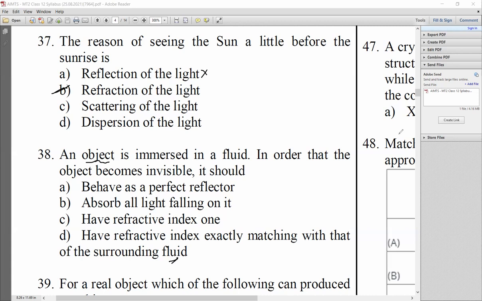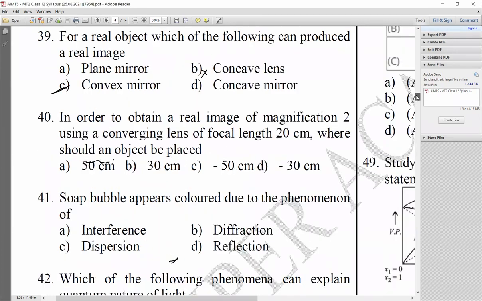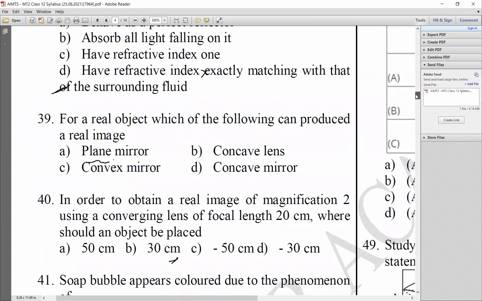Next, 39. For a real object, which of the following can produce a real image? I want a real image. Plane mirror won't form a real image. Concave lens. Concave mirror. Whether concave mirror can form a real image? Yes. Concave mirror can form a real image. Convex mirror cannot form real. Concave lens cannot form real. Always form virtual. So option D is correct.